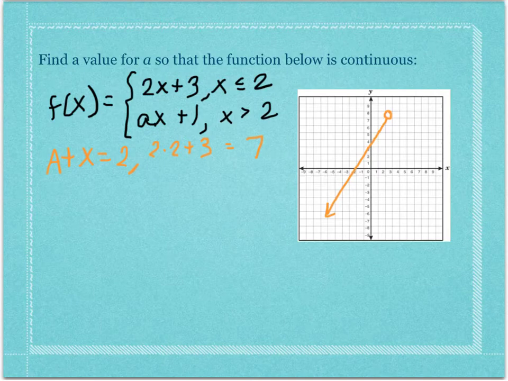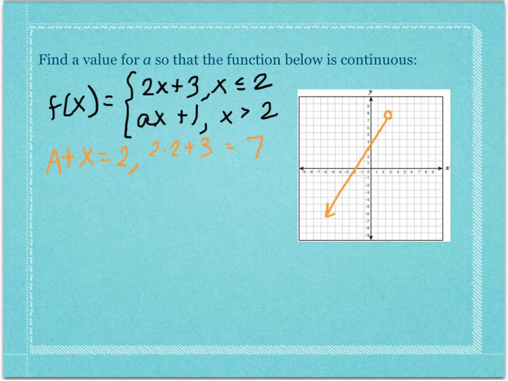Now the right part, I'm trying to figure out this a value, remember, so ax plus 1 when x is greater than 2. Now the idea is if I want this to be continuous, it would be nice if that other function just picked up right in here where we left off and then went and did its own thing. But it'd be nice to know what that value was or would have to be when x actually equals 2.